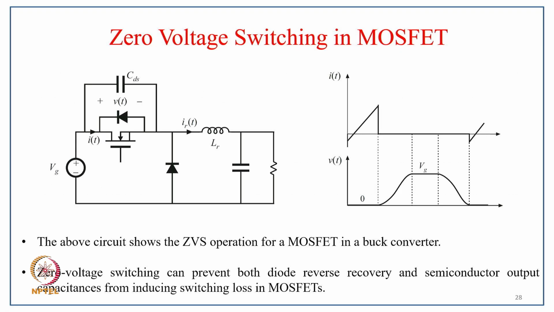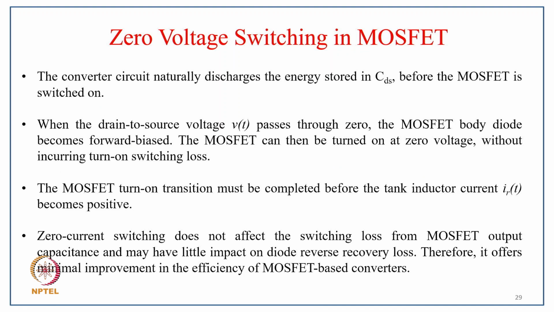And typically, coming to this mode of operation, the circuit shows, you can see clearly, how the current in the device and how the voltage across the device builds up. Certainly current goes to zero when voltage is zero, and current builds up again when voltage is 0. So that's why it is called zero voltage switching. The above circuit shows zero voltage switching operation for a MOSFET in a buck converter, and zero voltage switching can prevent both diode reverse recovery as well as semiconductor output capacitances from inducing switching loss in the MOSFET.